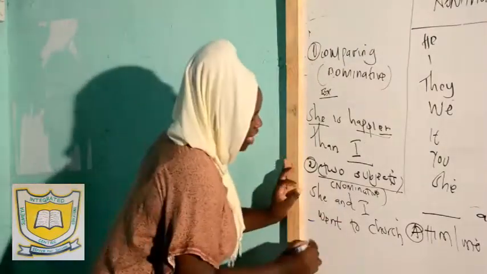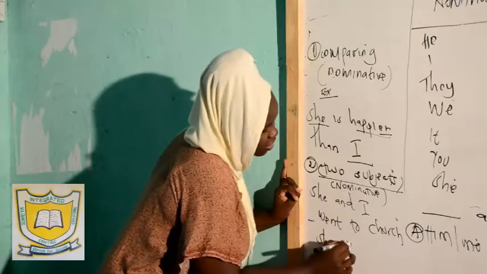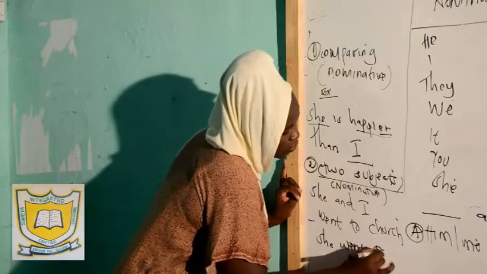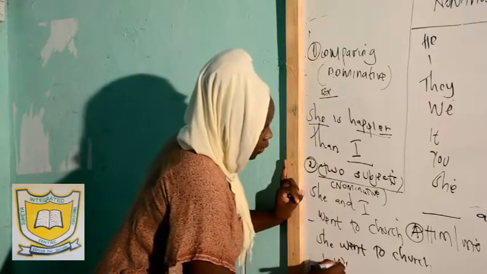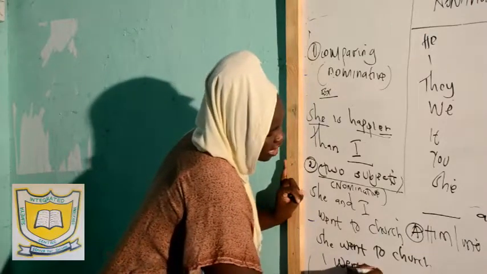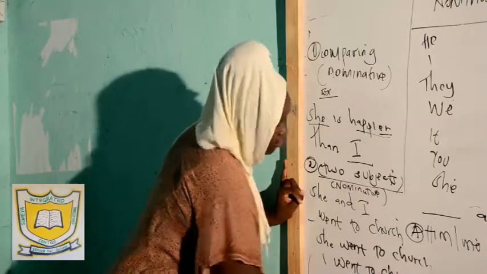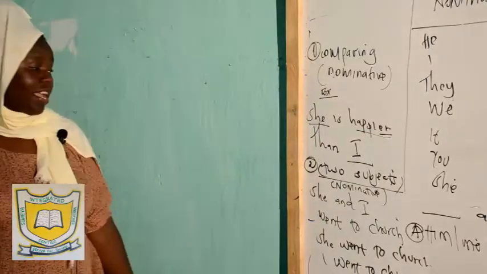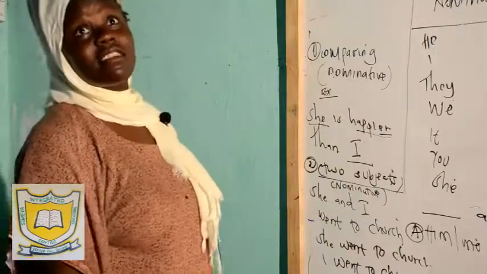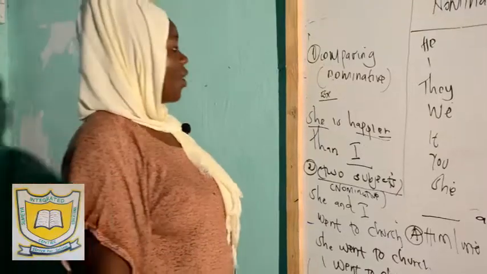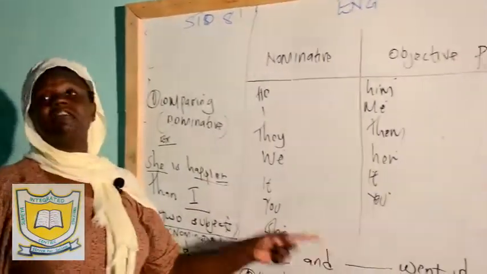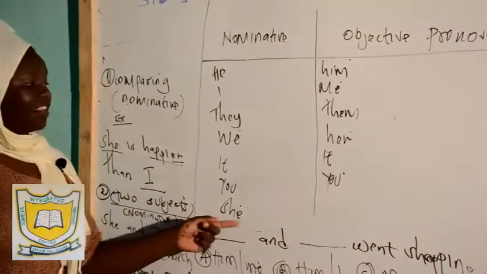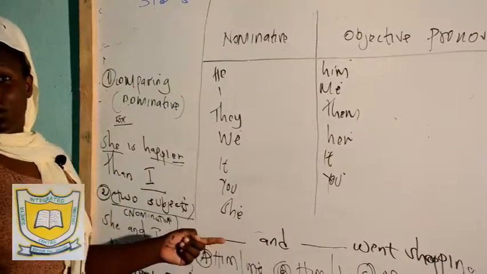So I'm going to say, she went to church. And I'm also going to say, I went to church. My first sentence is correct. My second sentence is correct. Now, this brings us to the question we have. Dash and dash went shopping.